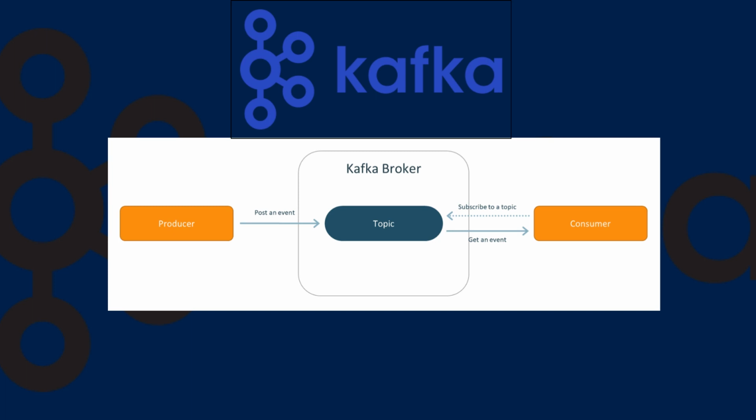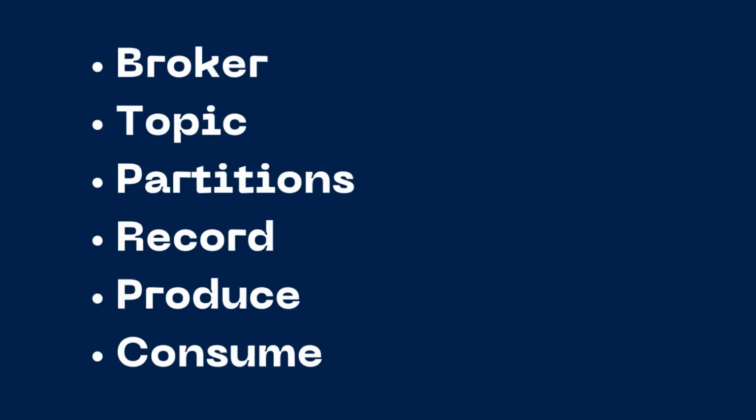Now, this might seem easy, this might seem hard to understand, but the question still remains, what or how do we test Kafka? Well, the answer is actually reduced to five simple parts. You need to understand what a broker is, what are topics and partitions, what's a record, what does it mean to produce, and what does it mean to consume?